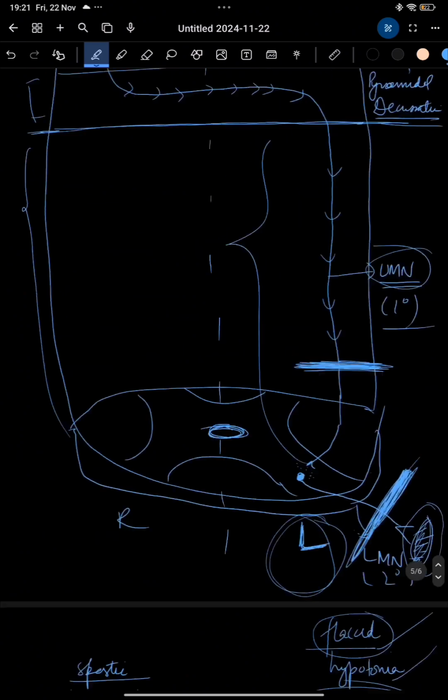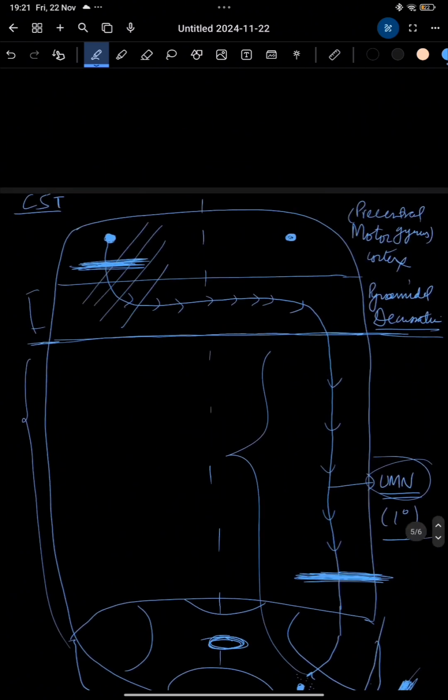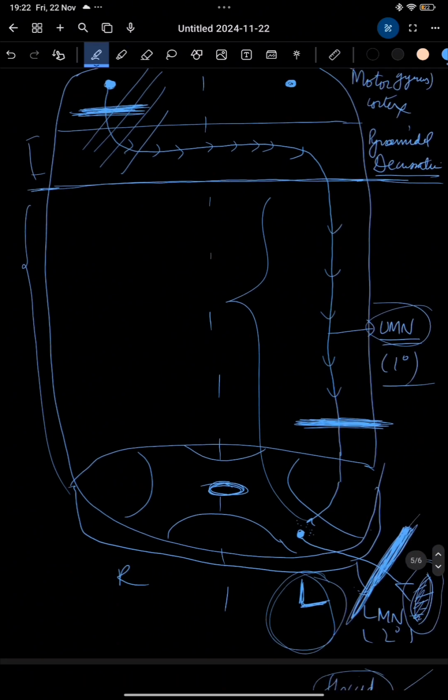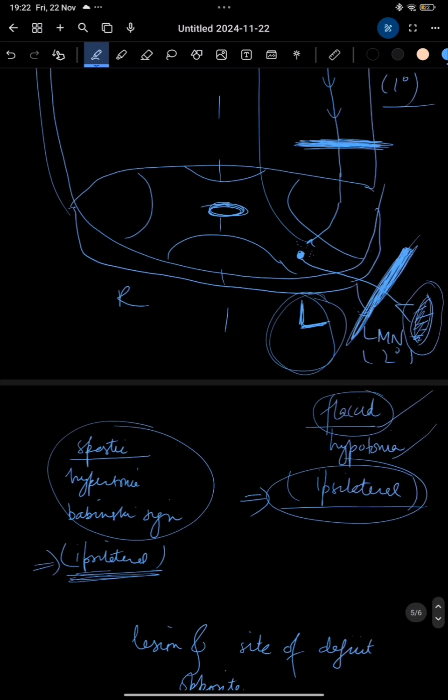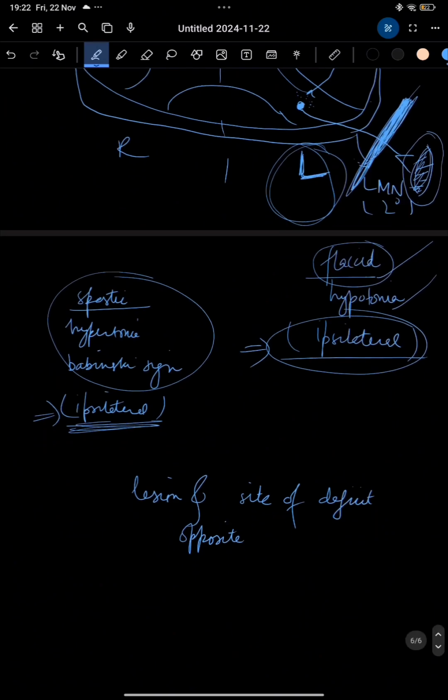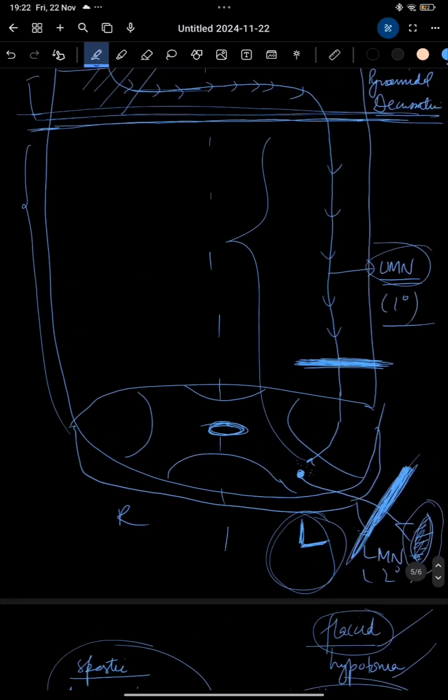So here our right cortex is gone, but the deficit occurs just below the lesion. So everything below this lesion shows spastic weakness, and it is confined to the opposite side, that is contralateral. So there is contralateral spastic weakness in the opposite side of the lesion.